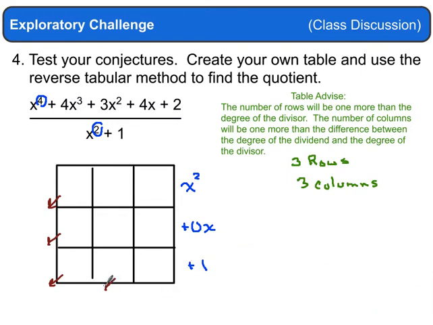That's where the dividend is going to be written. So right, our dividend's in the numerator. So here we have x to the 4th. The next arrow is going to be 4x to the 3rd. This is going to be 3x squared. This will be 4x, and this will be 2. Remember, these are all positives. You don't have to write the plus signs, but if there is a minus sign, you do need to write the negative sign.